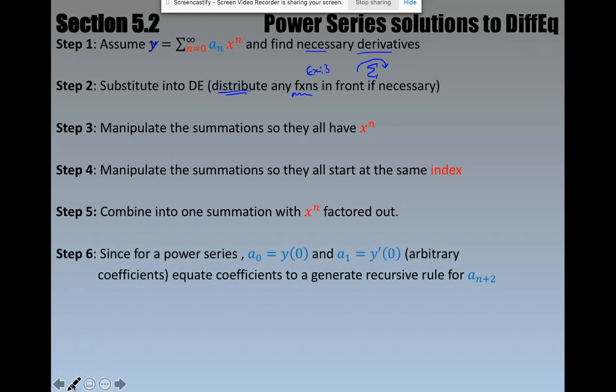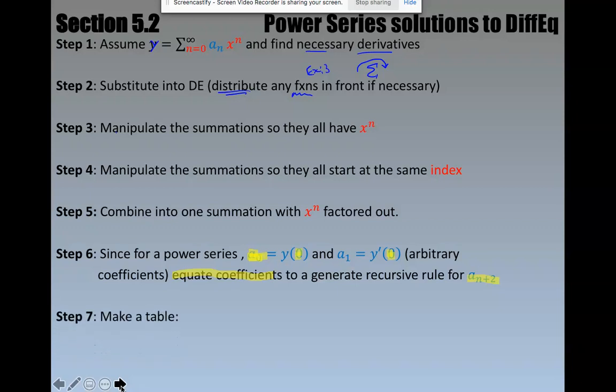And then you're going to kind of sort of do undetermined coefficients thinking. You're going to equate coefficients. For a power series, a sub 0, the coefficient of the first term, is the same as the function at the center. And the coefficient of the second term is the same as the first derivative at the center. We're going to call those our arbitrary constants. But to find the rest, this is a sub n when n is 0, and this is n plus 1. We're going to find a recursive rule for a sub n plus 2.